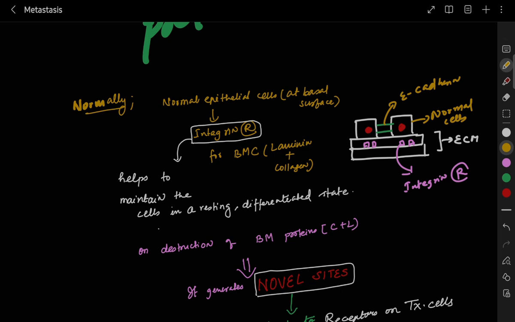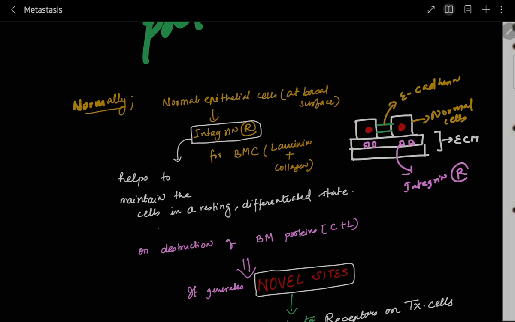And this is present in the normal epithelial cells. Why this? What is the use of this integrin receptor? This integrin receptor helps to maintain the cells in a resting and differentiated state, right? So if this integrin receptor is present in the extracellular matrix, the normal cells will be in a resting and differentiated state.